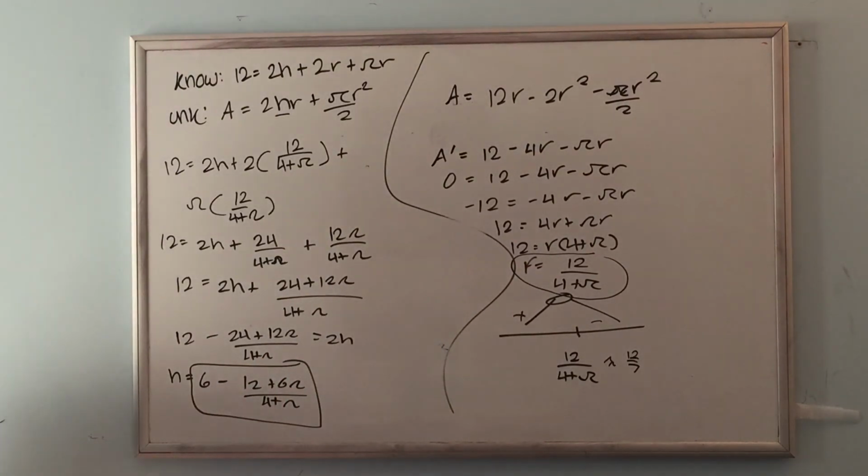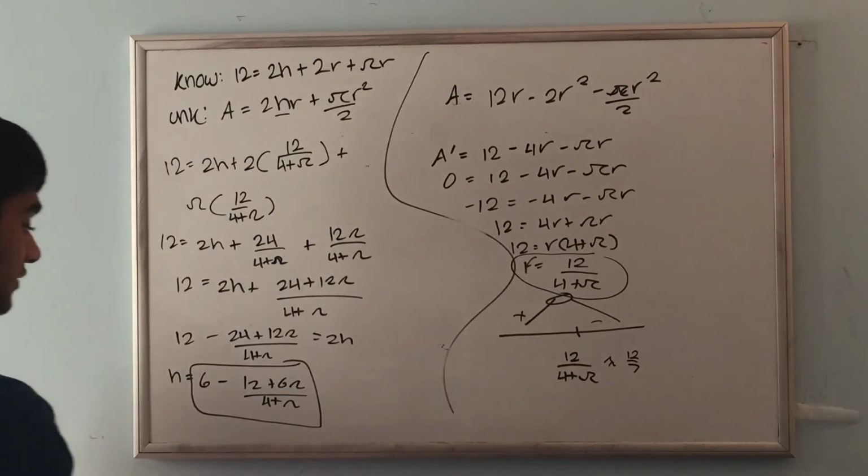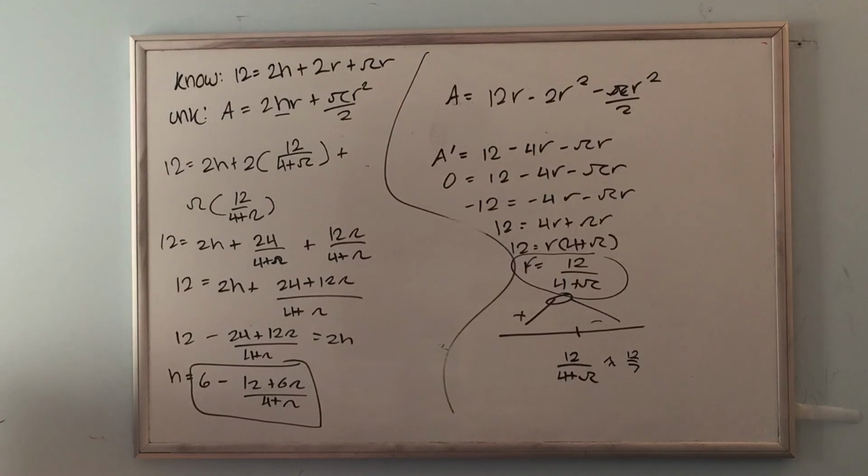So the dimensions of the window that would maximize its area would be: the radius equals 12 over 4 plus pi, and the height would be 6 minus 12 plus 6 pi over 4 plus pi.